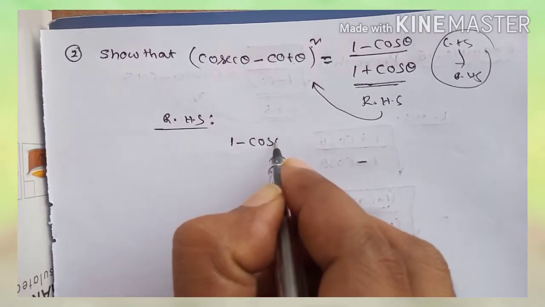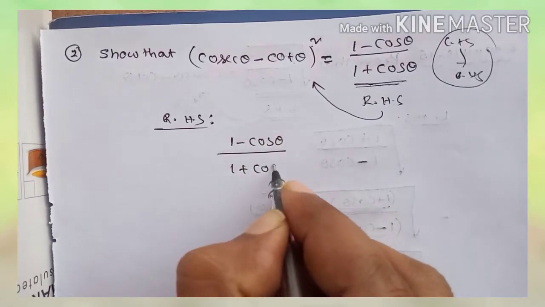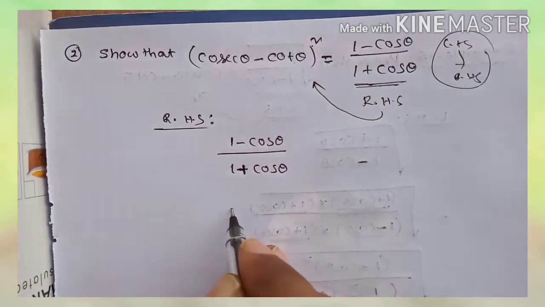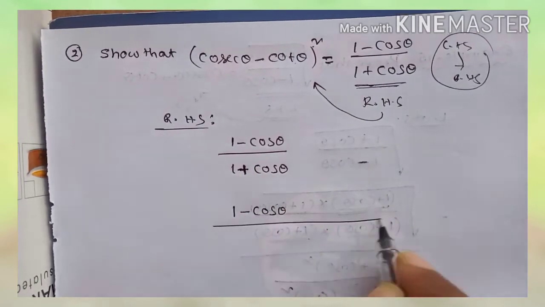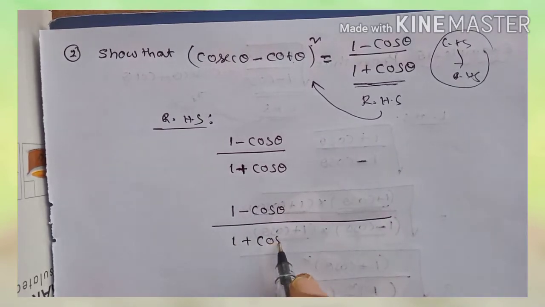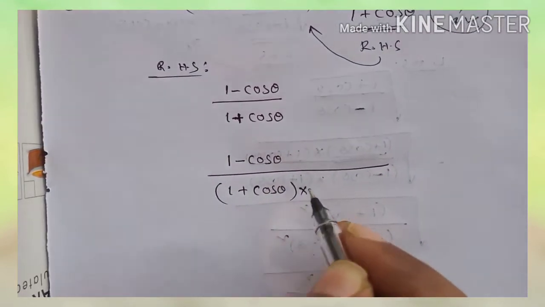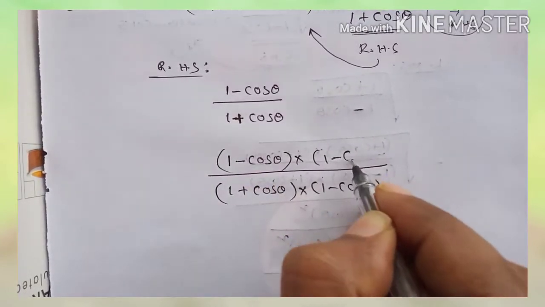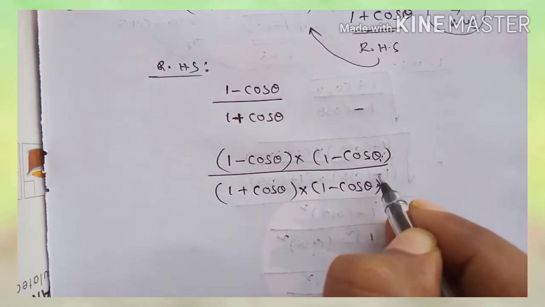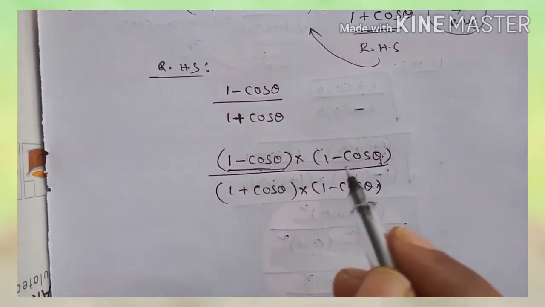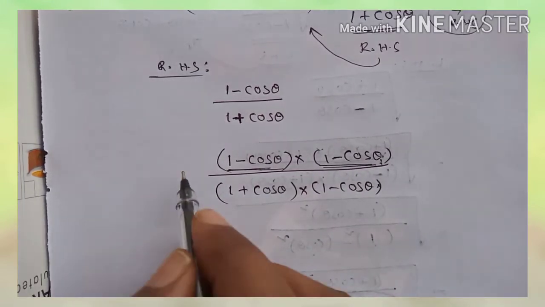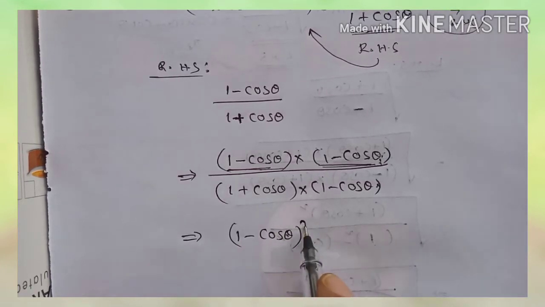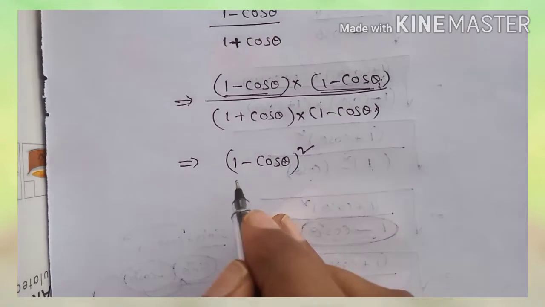So the RHS part is (1 minus cos theta) by (1 plus cos theta). Here the denominator has a plus, so we have to multiply with the minus term. We multiply the numerator with 1 minus cos theta, and the denominator also with the same term, 1 minus cos theta. Now we can observe 1 minus cos theta, 1 minus cos theta are both the same in the numerator, so we can write (1 minus cos theta) whole square. And what will be the denominator?